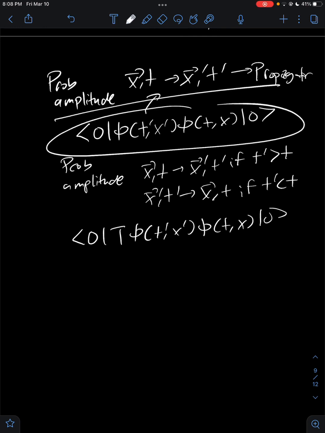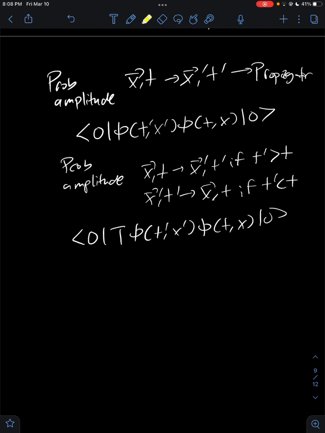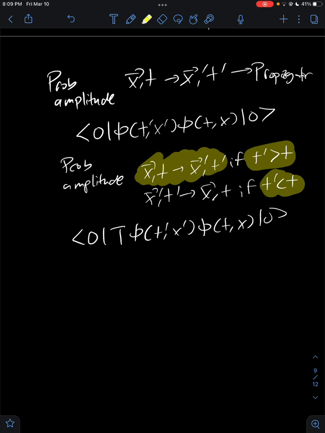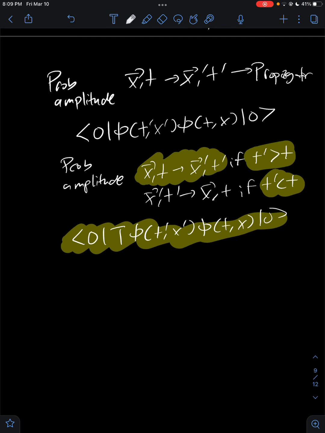We can also look at the probability amplitude that the particle starts at x, t and goes to x prime, t prime if t prime is greater than t. So if t prime is in the future, basically. And then we can look at the opposite for if t prime is less than t. And we call this over here the Feynman propagator.